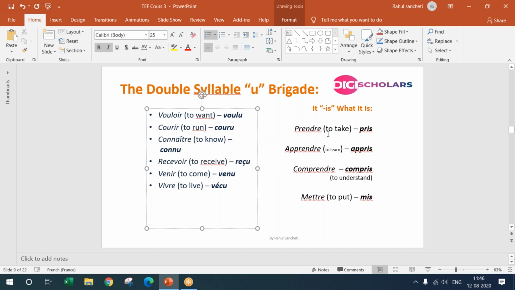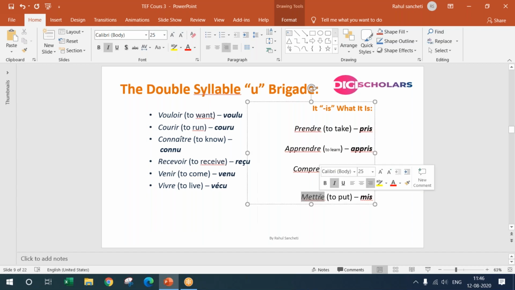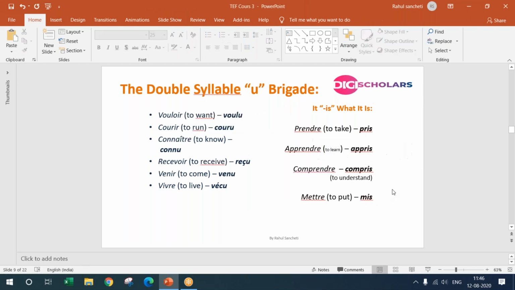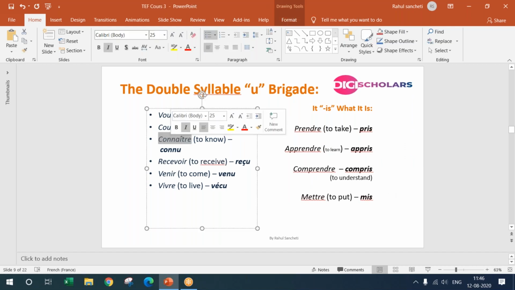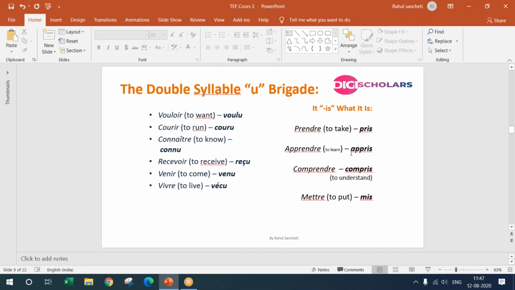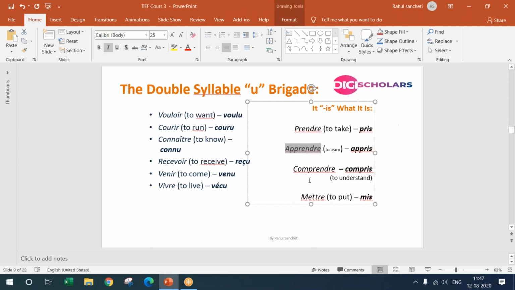Okay, and the other verbs are the IS ending verbs. Mettre is mis, comprendre is understand. There is a difference between connaître and comprendre. Okay, I know, I understand. I hope you know the difference. Apprendre is to learn. Right now you are learning French, so you would say, I had learned English in my schooling. J'ai appris anglais dans mon école, dans mon lycée, dans mon enfance, in my childhood.